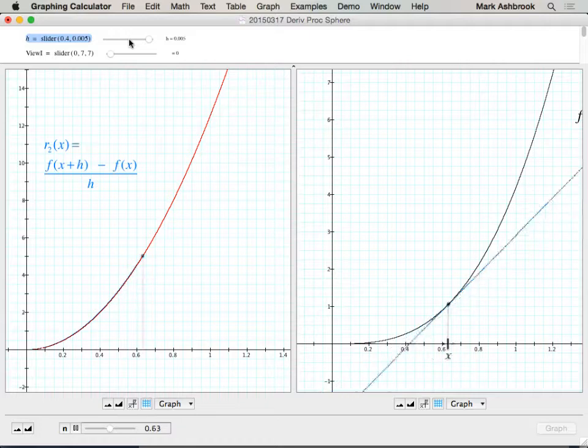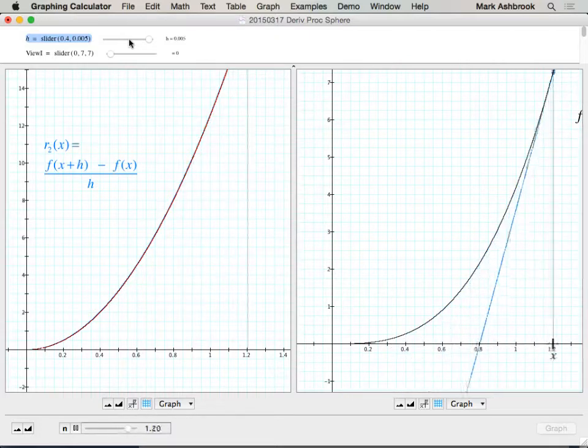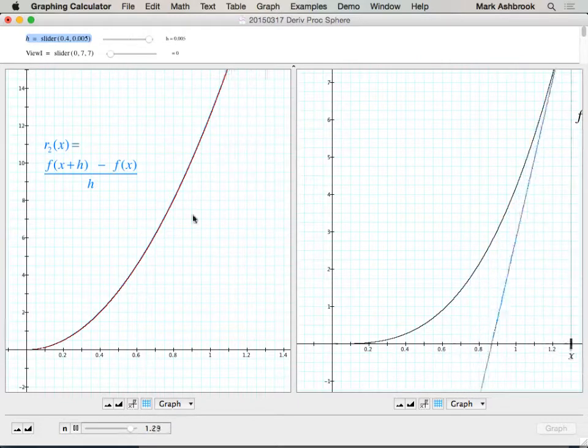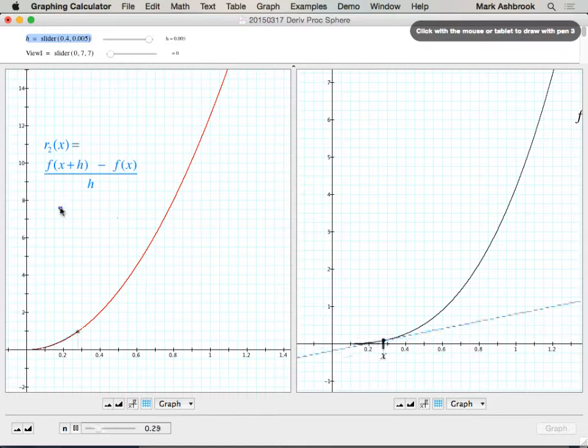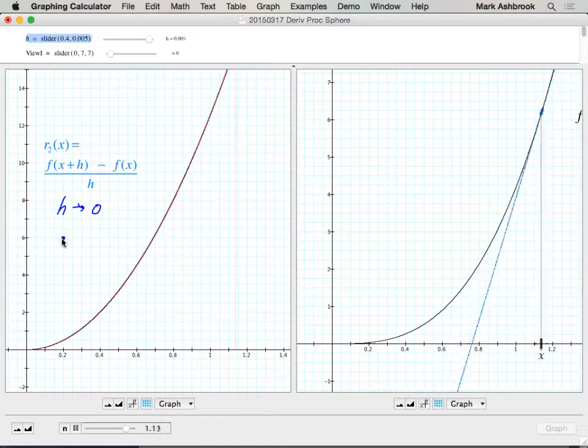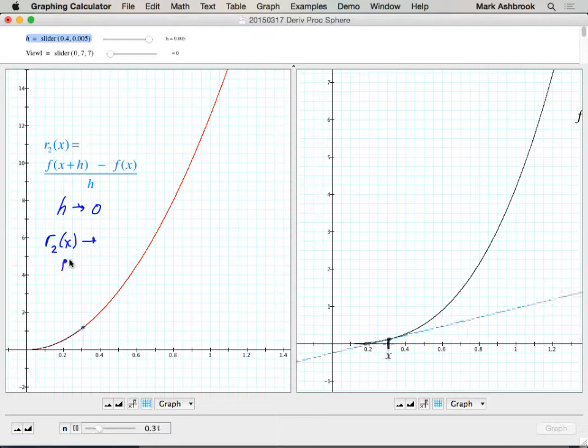So if this were a concave down accumulation graph and we did the same process, then all those rates would have been too low, and we would have been underneath the actual. Okay, so then we've got to take this and let h get small. And that should be familiar. So when h gets small, this R2x becomes the exact rate of change.